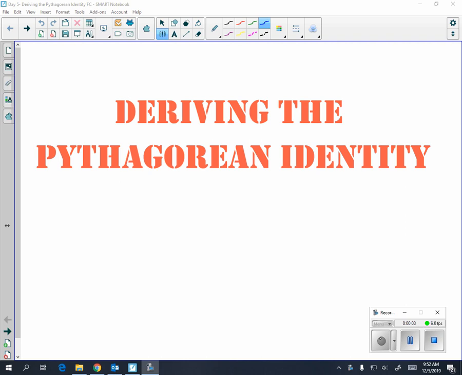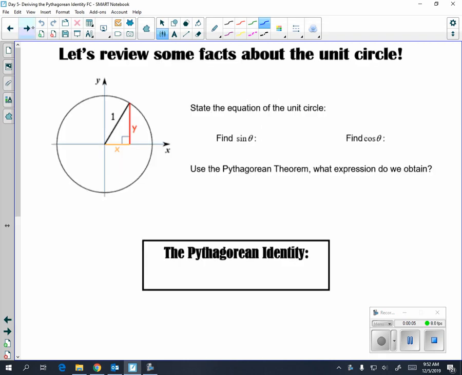Welcome to Deriving the Pythagorean Identity. So let's review some facts about the unit circle.